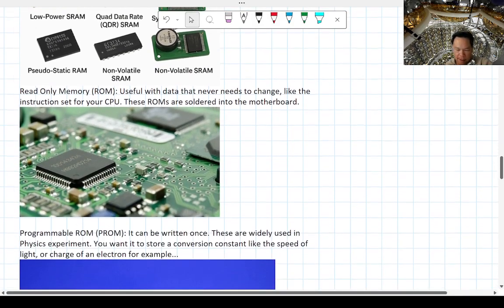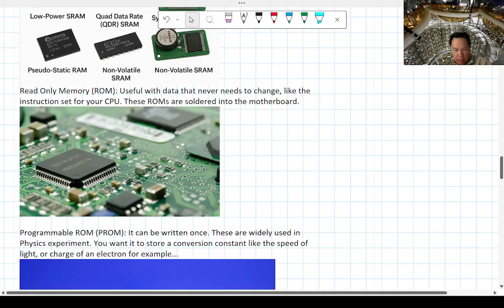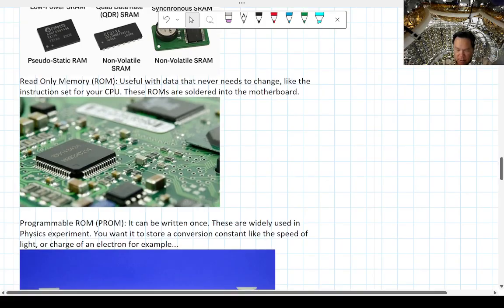Okay. Read-only memory. This is stuff that you never want to change because, as the name says, it's read-only. You cannot write to it. So once you install this chip, whatever information is on there is the information you've got. There's only read lines. Okay, there's no writing lines. These are typically hard soldered onto your motherboard.